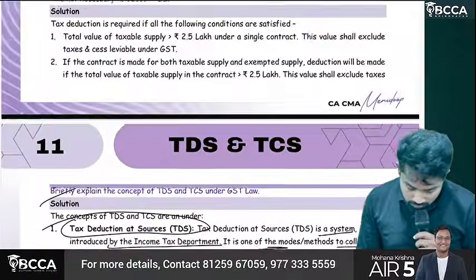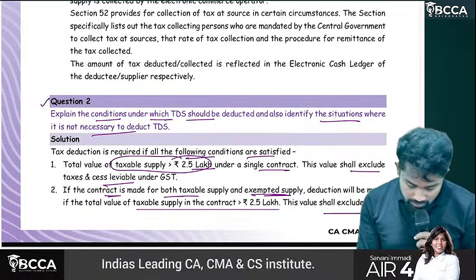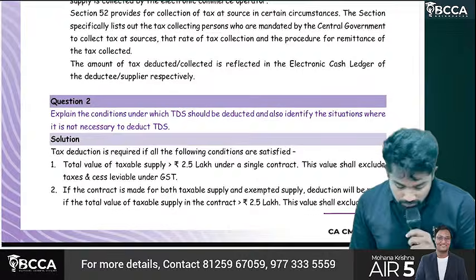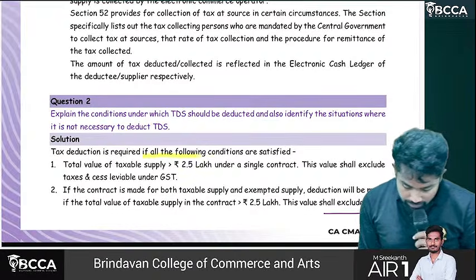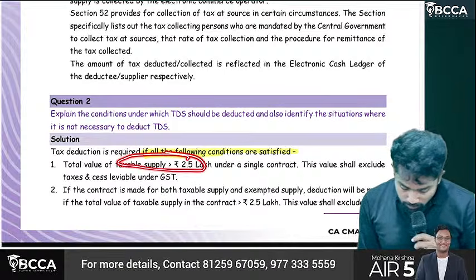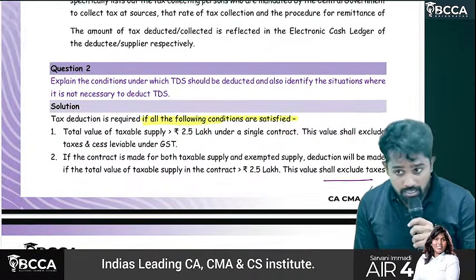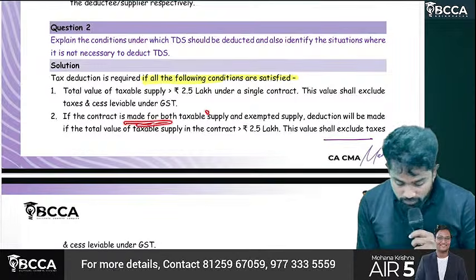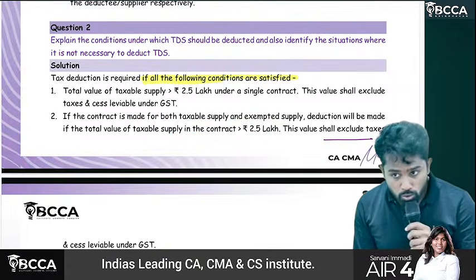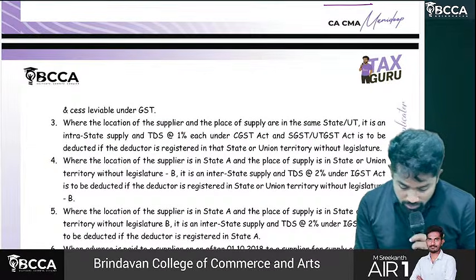Then question number 2: explain the conditions under which TDS should be deducted and also identify the situations in which it is necessary to deduct TDS. TDS is required if all the following conditions are satisfied. First, the value of taxable supply is more than 2.5 lakhs. The value shall exclude tax and cess. If the contract is made for both taxable supply and exempted supply, the taxable value alone should be more than 2.5 lakhs. Then, the location of supplier and place of supply are in the same state.